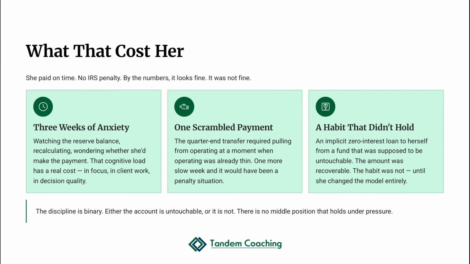What it cost her arrived at quarter end in March. The estimated payment was $2,400 and the reserve had $2,200 in it. She covered the gap from operating, paid the IRS on time, paid no penalty. The dollar cost of the whole episode was zero. Every dollar she had borrowed eventually came back. The habit cost was that she had just spent 3 weeks of anxiety teaching herself the reserve was reachable, and the implicit zero-interest loan from a fund supposed to be untouchable had broken the discipline she'd built. The discipline is binary. The account is either untouchable or it is not.